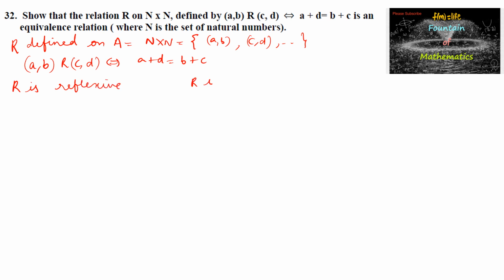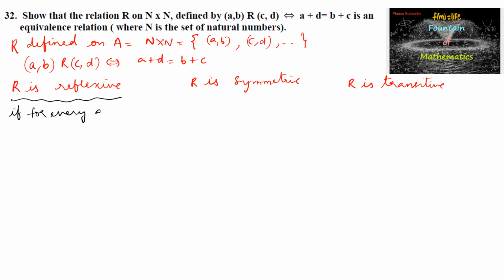and we need to show R is symmetric, and we need to show that R is transitive. So we can say the relation R is reflexive if for every a belonging to the set A, (a, a) belongs to R, then we can say the relation is reflexive.